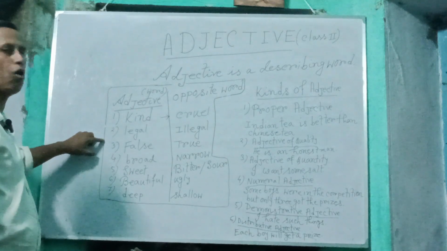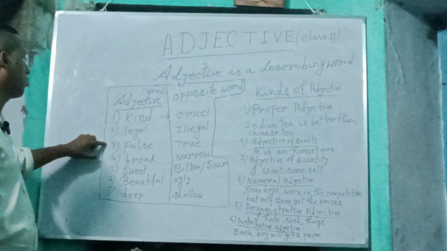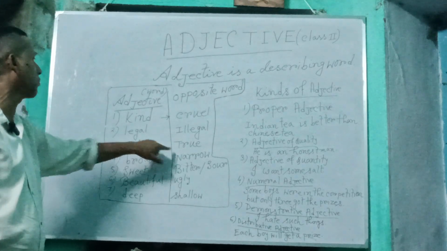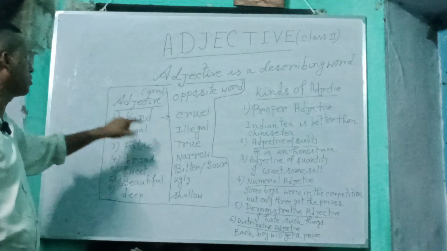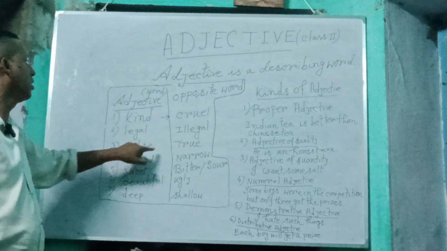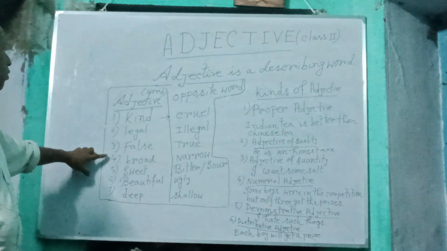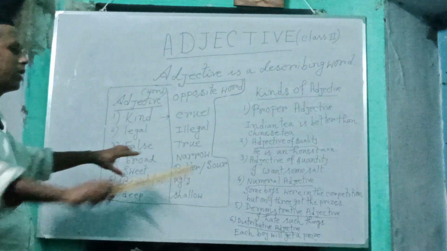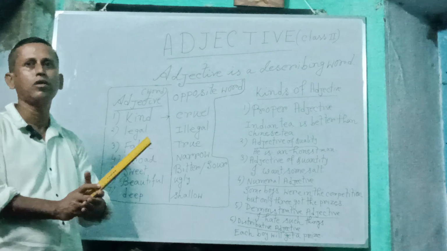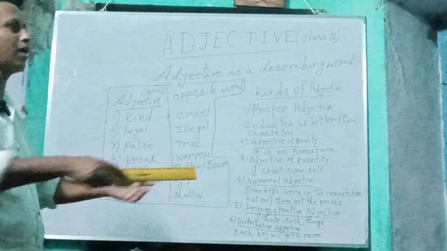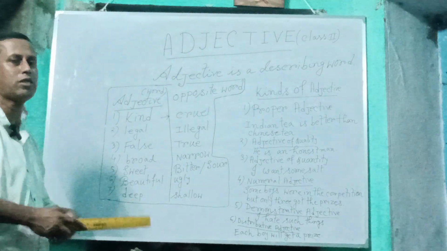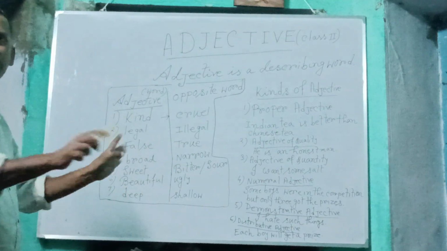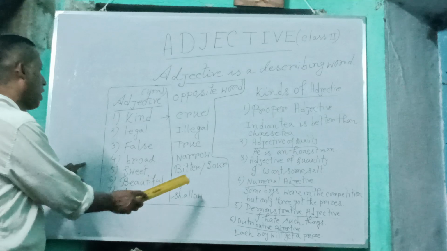Okay, number three is false. It is true or false, we know that. So this is a false question, and this is a true question. False is the adjective word. The opposite word is true. Okay, number four is broad. The road is broad. So this is a vast road, and lots of vehicles ply on the road, and it is not afraid of a traffic jam. So the opposite word is narrow.